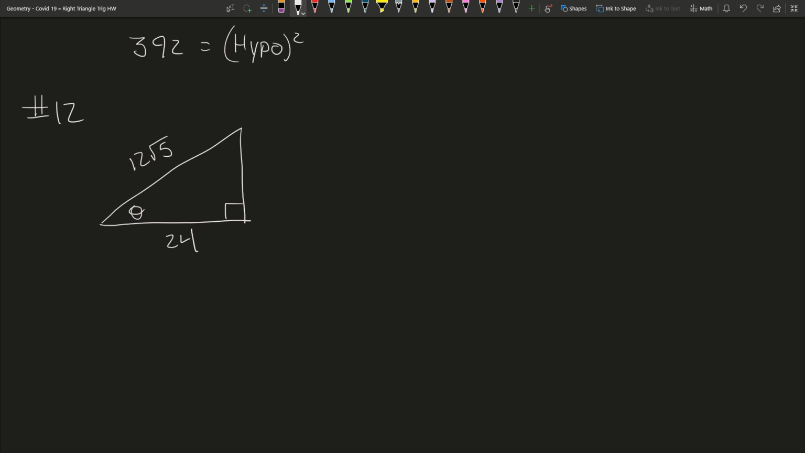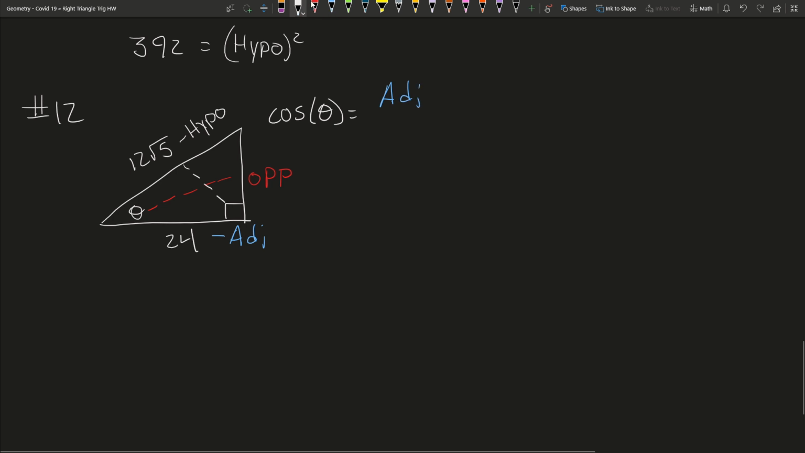Which gives us this diagram and asks for the cosine of theta. So first thing, again, we determine what sides we have. We find the opposite side, we find the hypotenuse, and then the other side is the adjacent. Now from SOHCAHTOA, cosine is always going to be adjacent over hypotenuse, which then is equal to 24 over 12 rad 5.